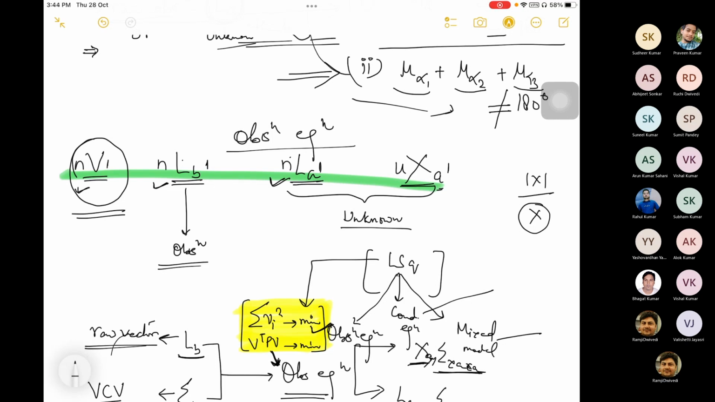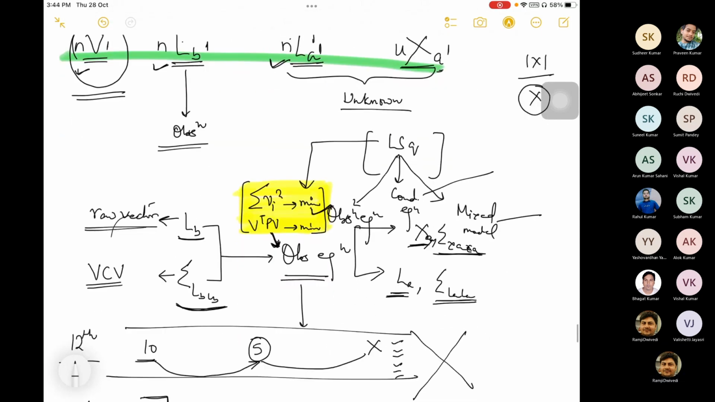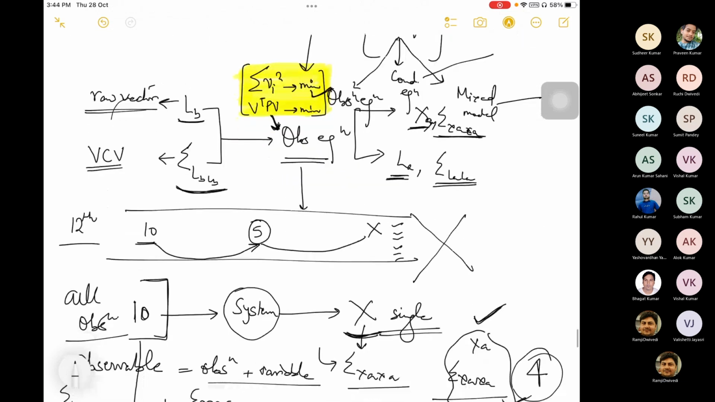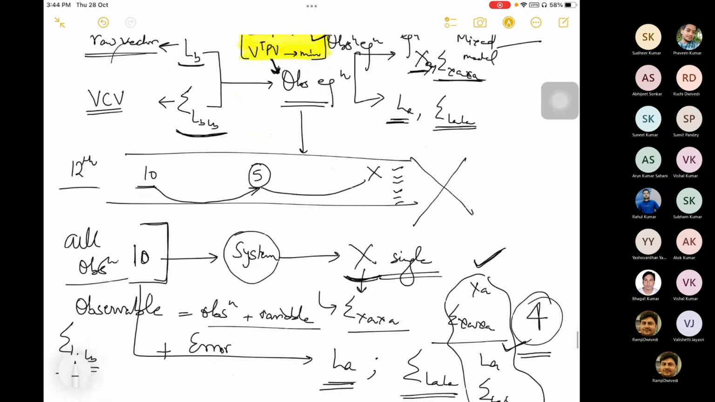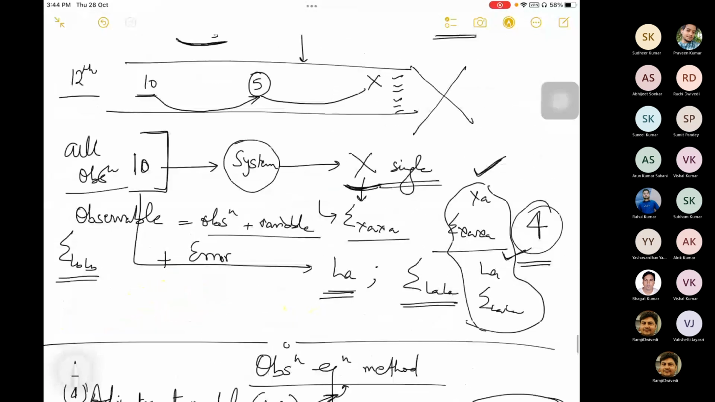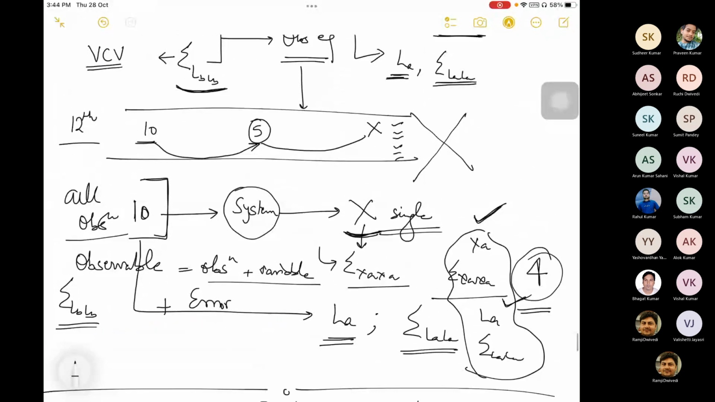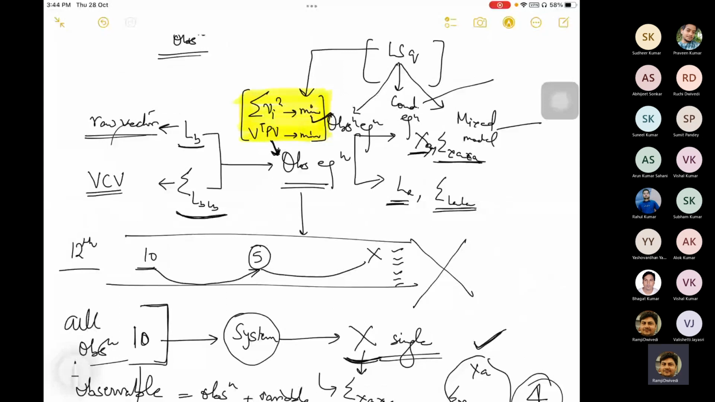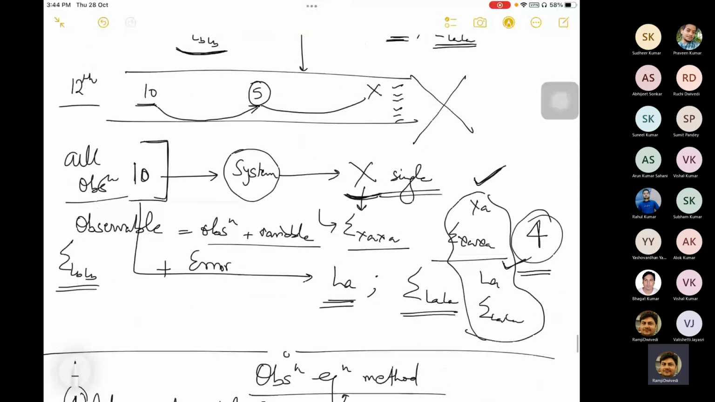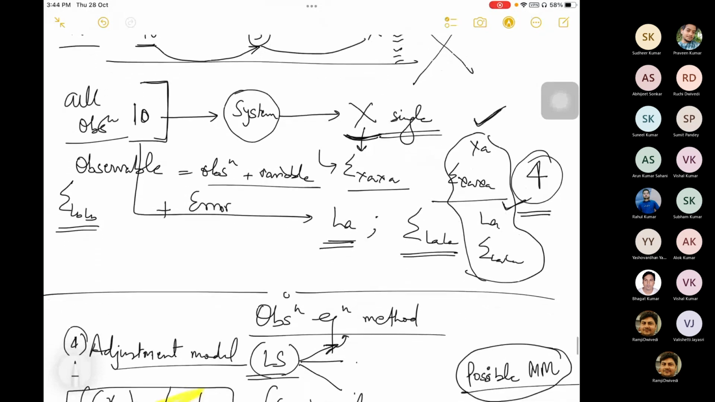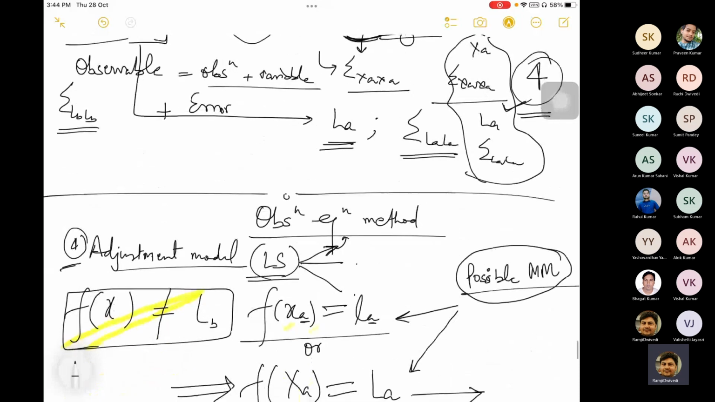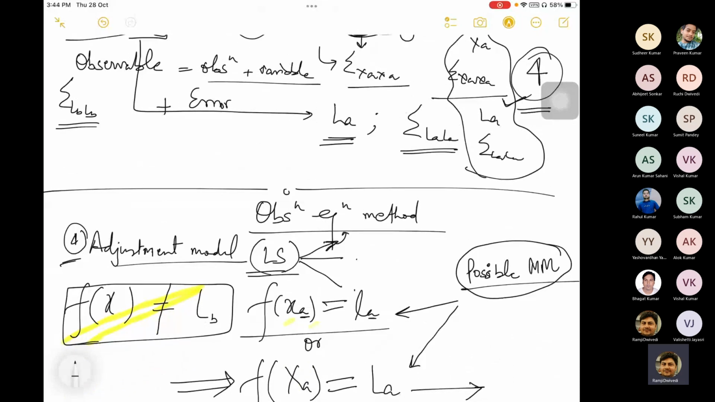Sir, V is the residual error, LA is our adjusted observation value, LB is our raw observations, and X is our parameter. So based on that, what would be the size of V? It will depend upon the observation, sir.